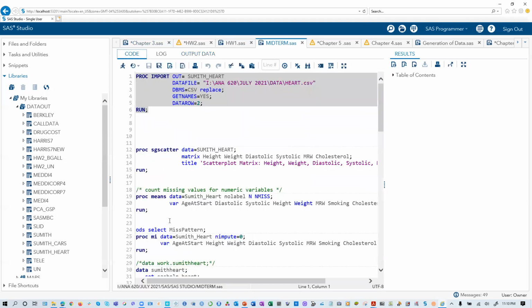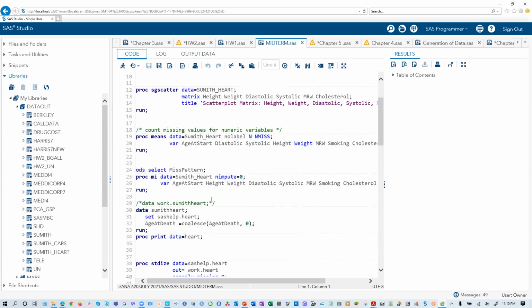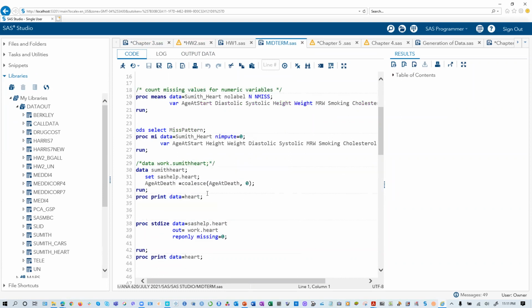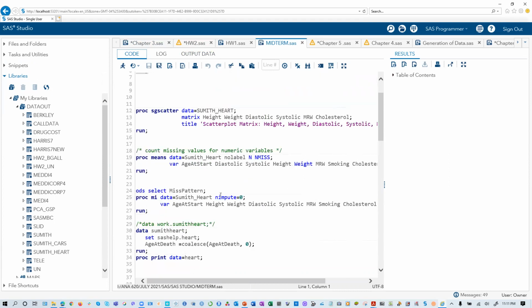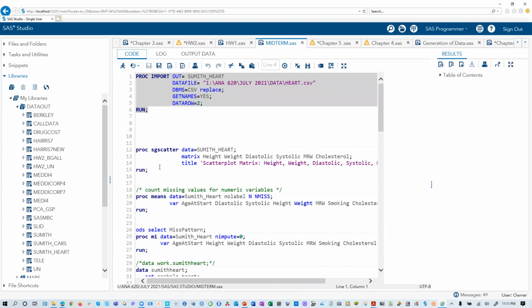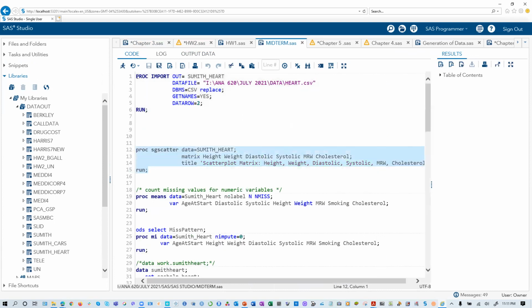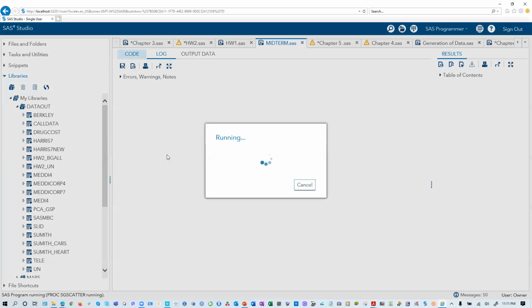If you want to count the missing data, you can count too. Imputation, we're going to do some kind of imputation. Missing data pattern, you can see that one. We're going to do this one in detail tomorrow, okay? So let's go ahead and get this scatter plot. Scatter plot matrix, let's see how it looks.